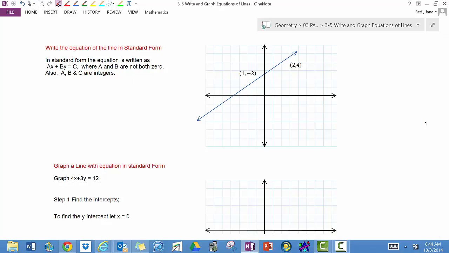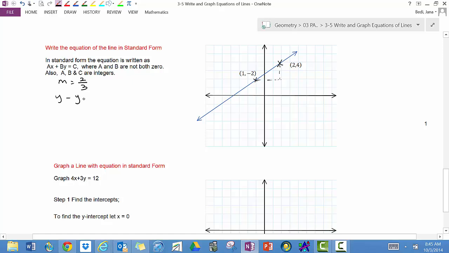And write the equation of the line in standard form. So in standard form, you have to have all integers. Let's mark the points 1, -2, and 2, 4. So what you can tell from here is that the slope is 2/3, and m equals 2/3 from the graph.